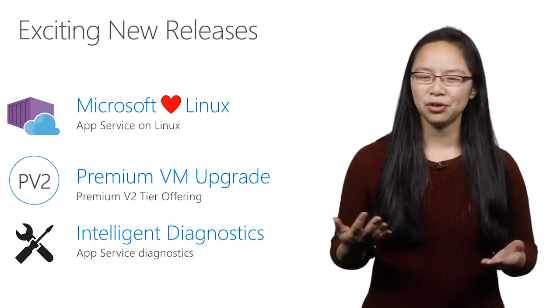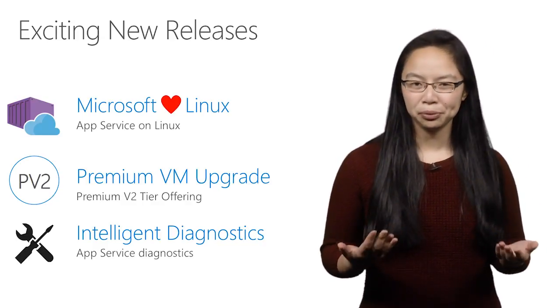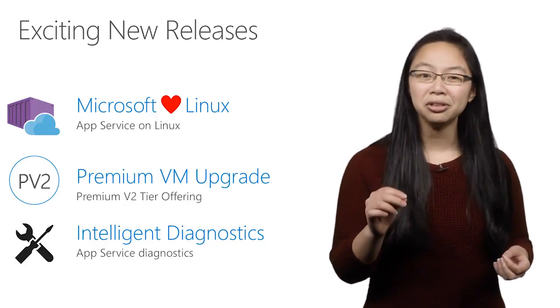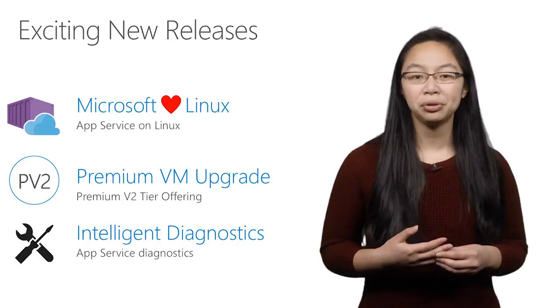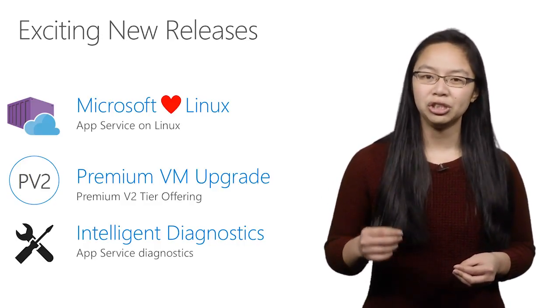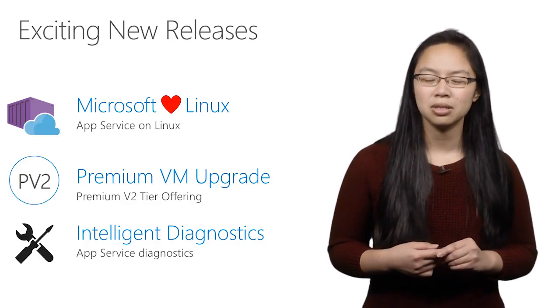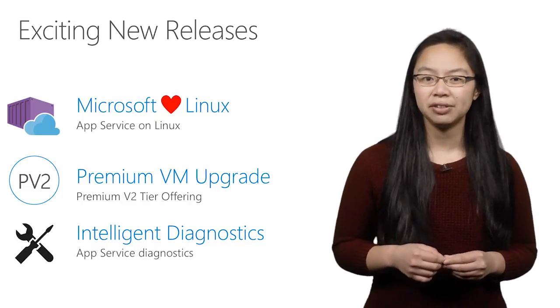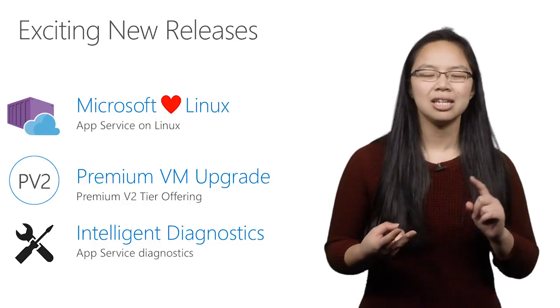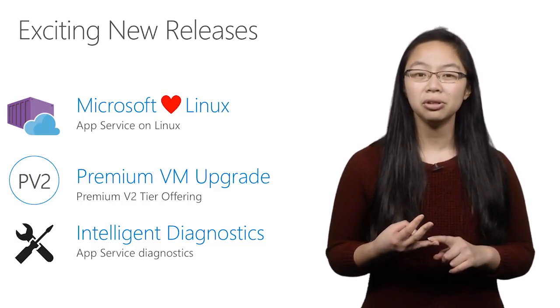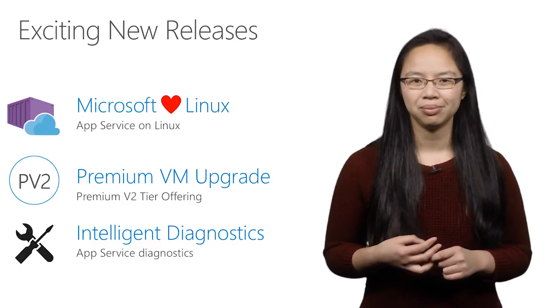Second, on the App Service for Windows side, we are giving our premium tier users double the bang for your buck. We announced the general availability of the Premium V2 tier, which gives you the D-Series VMs for the same price as our previous premium offering. This means faster processors, SSD storage, and double the memory-to-core ratio.